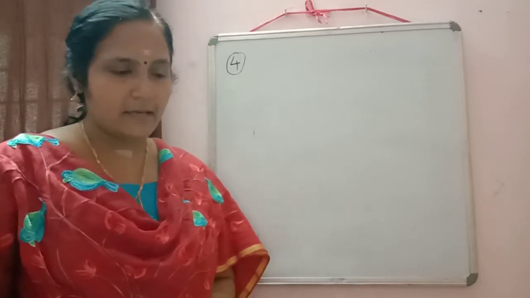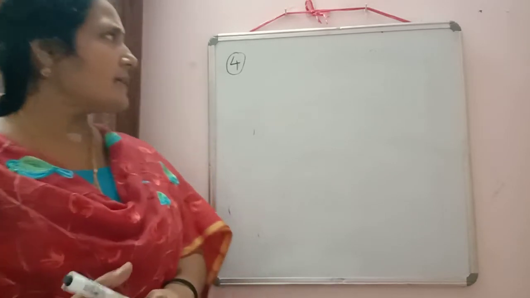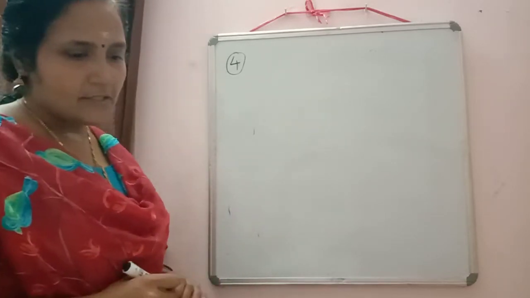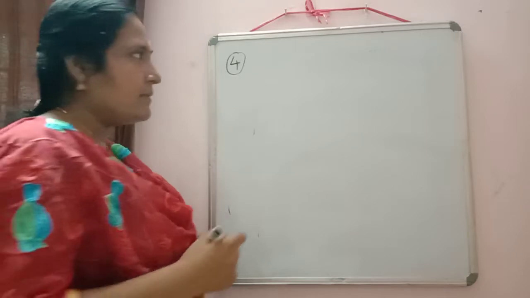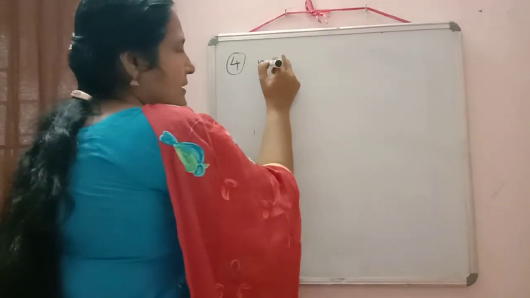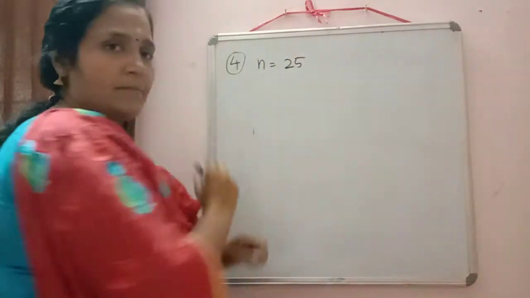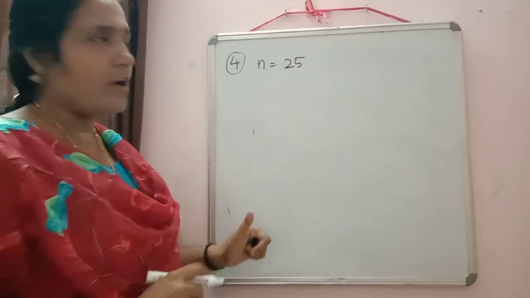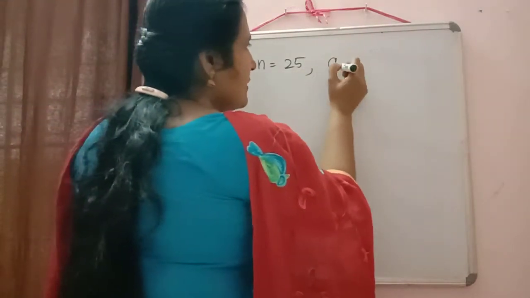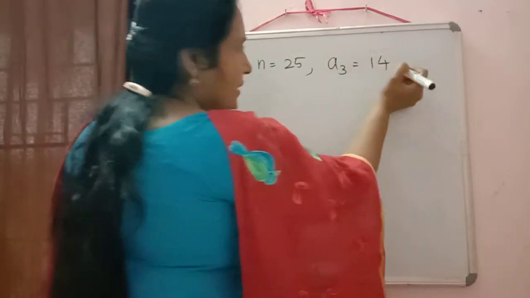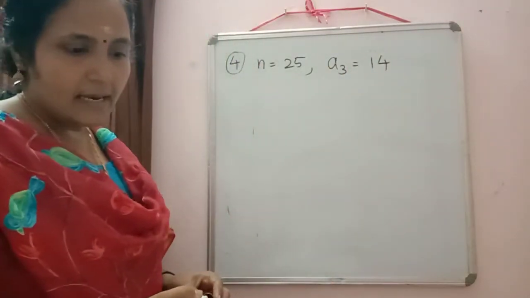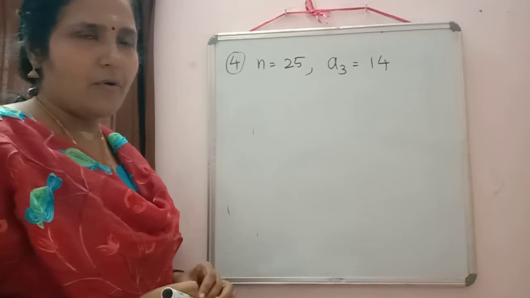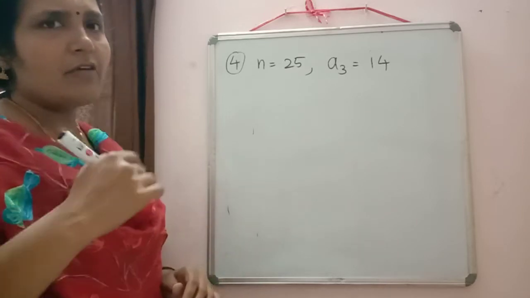Now, by saying the question, we can write down what are the things given. An AP consists of 25 terms. Only 25 numbers are there. So, n is equal to 25, of which the third term is 14. Third term is given, means a3 is equal to 14 is given. And the last term is 124. Now, we will check 124 will be which term?